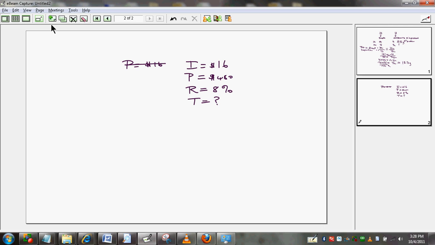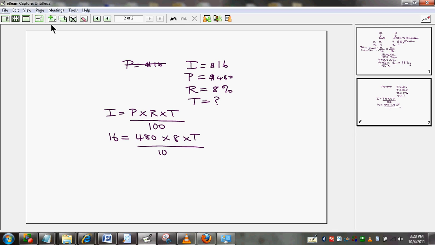So we're going to use the equation simple interest I is equal to principal by rate by time divided by 100. All we have to do is substitute in here and solve for the unknown. The interest is 16, the principal is 480, the rate is 8, the time is unknown, and you divide that by 100. So now we have to solve for T.